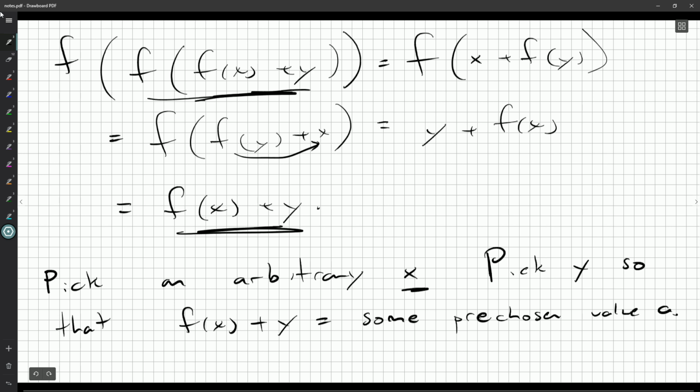So I pick an x, put it into my function, I get an integer out. That's how the function works. I have some value a that I want to focus on. I pick y so that f of x plus y is a. There's always going to be some integer that makes this work. And then what have I got? F of f of a is really just a. So applying the function twice gets me back to a.